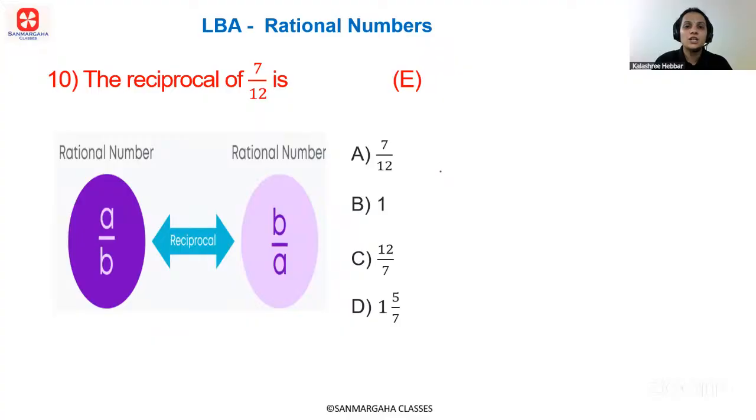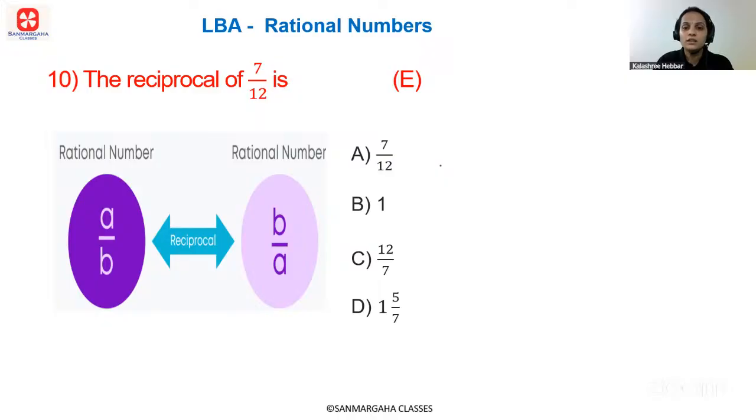LBA Rational Numbers, question number 10. The reciprocal of 7 by 12 is: A) 7 by 12, B) 1, C) 12 by 7, D) 15 by 7. So what is a reciprocal of a number?